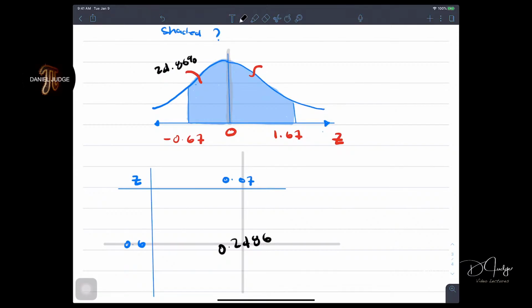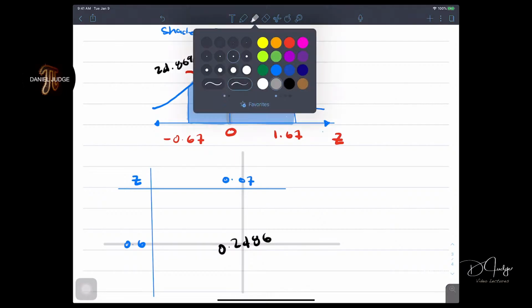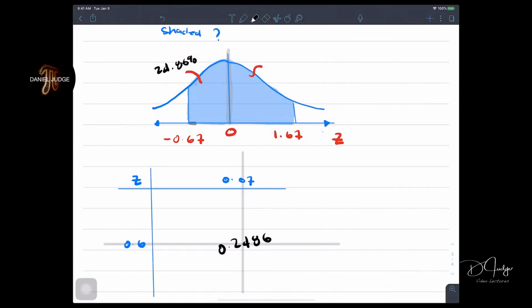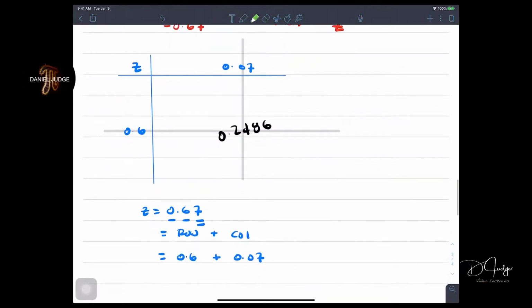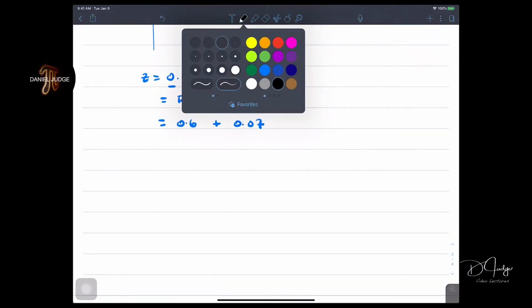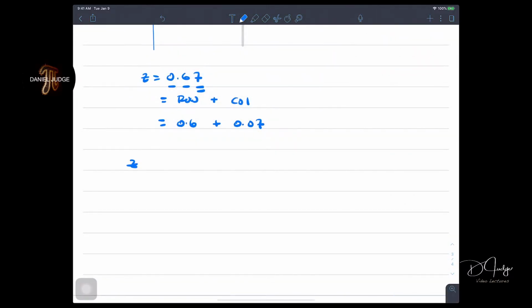Now we have to find the other area. So what we just found was the area that applies from negative 0.67 up to 0. We now have to find the area from, and I'll change the color maybe, right? So here, we found that orange. Can't even see it. We need this green. Can't even see that, but okay. So we need the area. We need a row. We need a column here.